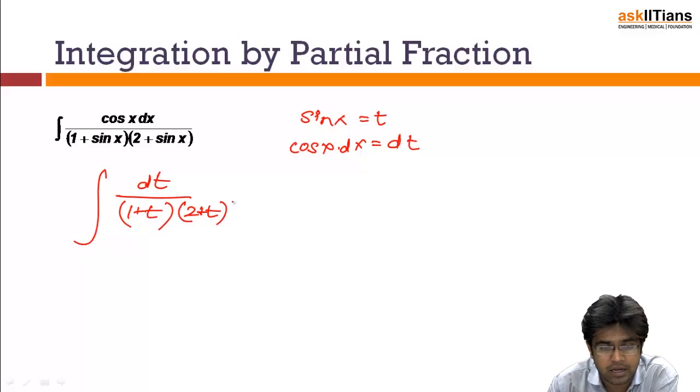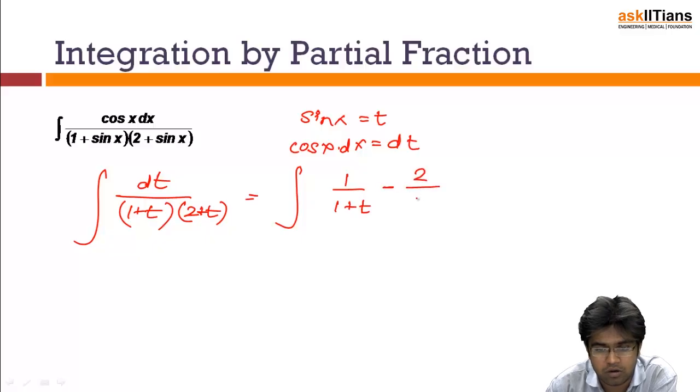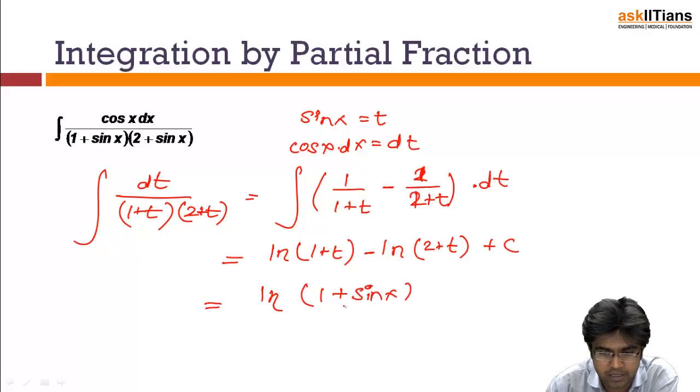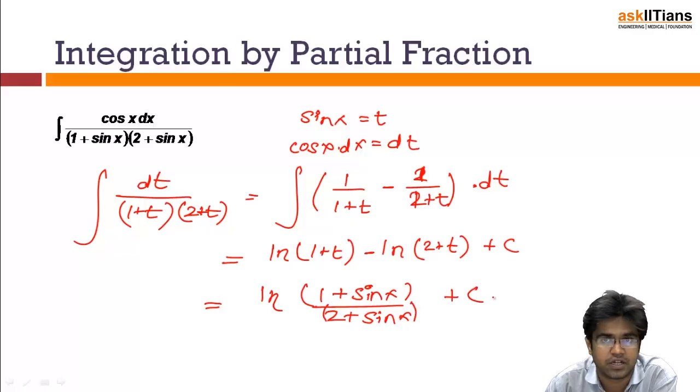To this, now I can do the partial fraction, that is integral. So let's write 1 upon 1 plus t minus 1 upon 2 plus t. So 2 plus t minus 1 minus t, that will do the trick, dt. So when I integrate, I am going to get ln of 1 plus t minus ln 2 plus t plus constant. That means my final answer is ln of 1 plus t, t is sin x, so 1 plus sin x divided by 2 plus sin x, and then plus constant of integration. That's simple.